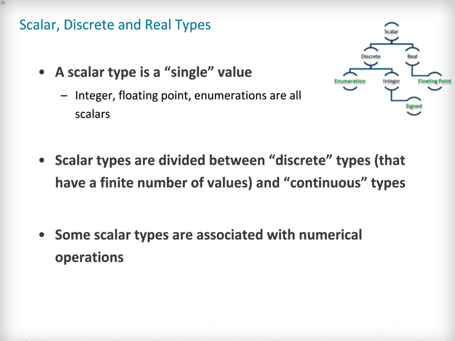So scalar types are single value types. They are divided in 2 categories. One is called the discrete type. A discrete type is a type that can be enumerated, that has a finite number of values. So there is no notion of precision. Basically, discrete types are integers and enumerations. It is defined as opposed to continuous types, which are mapping real numbers, so floating point types, for example. And these continuous types are related to the precision. Some of those scalar types are associated with numerical operations, plus, divided by, etc. We will list those a little bit later.